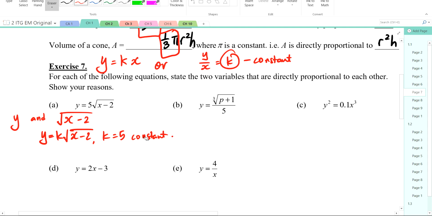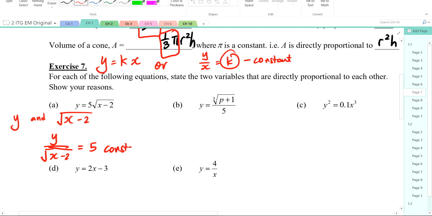Or you can do this, which I think is a bit easier. Square root x minus 2 divided by square root x minus 2 is actually equal to 5, which is a constant. Therefore, they are directly proportional. Do you think this is slightly easier? Slightly shorter. We don't have to introduce the k. Alright? So I'll show you the second one, part B, then you will be doing the rest yourself.